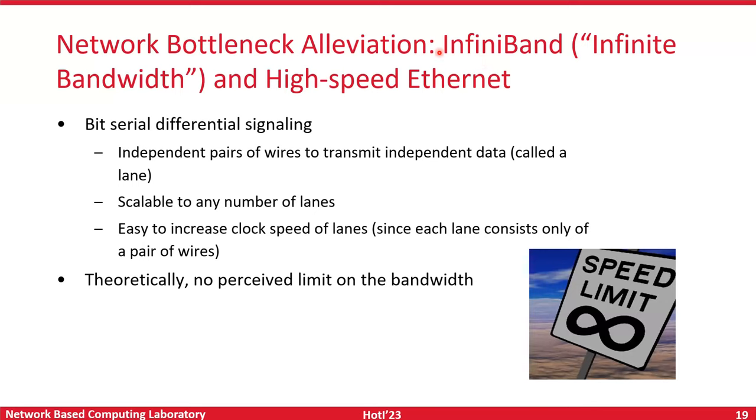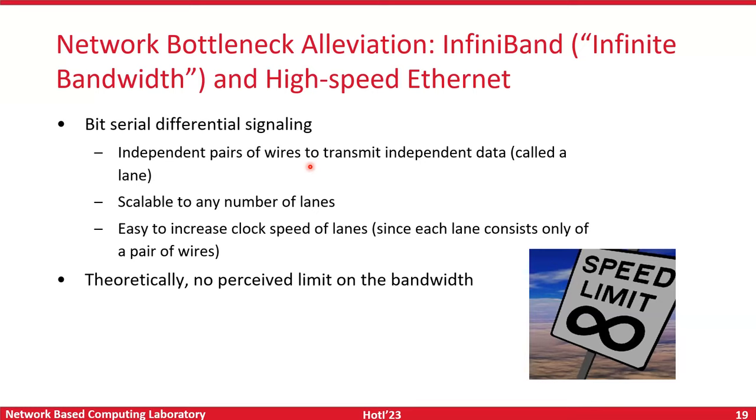But the idea was this: you remember that PCI-X were bus-based systems, and then there were crosstalks and all. So fundamentally, they wanted to change this into a bit-serial differential signaling. The idea was that instead of a bus, they will have independent pairs of wires to transmit independent data, called a lane. So you can have one pair of wires and send data in a sequential manner. And then you can have any number of lanes.